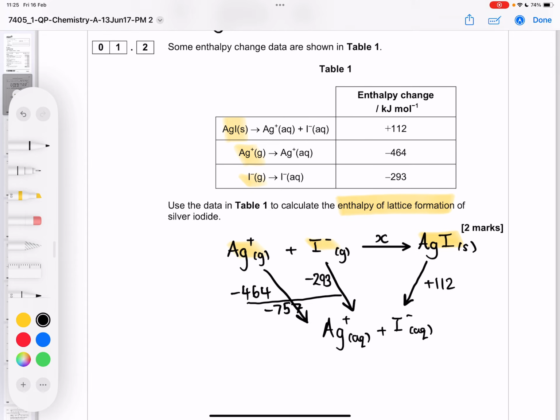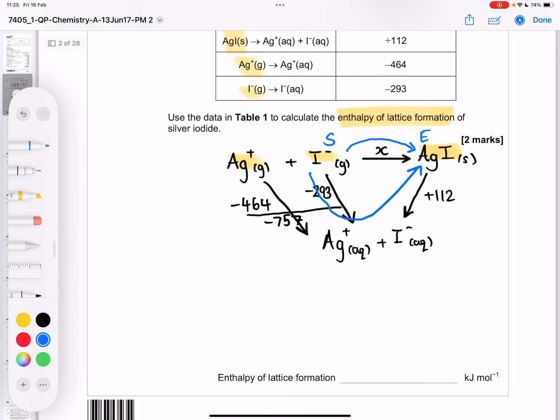And according to Hess's law, enthalpy change is independent of route. So as long as I start at the same place and end at the same place but go a different route, then I can see that to get the short route, X is equal to following the minus 757 and then going against the 112, so it becomes minus 112. When you type that on your calculator, you should get minus 869.